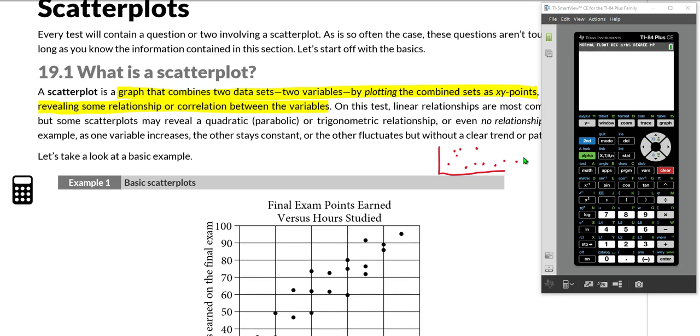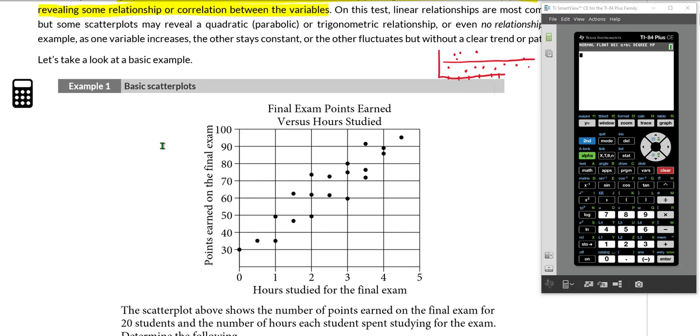where the points that are plotted don't appear to have any clear pattern. In other words, it almost just looks like we could create a flat line out of this, as if even though our x values are getting higher and higher, our y values don't seem to be increasing or decreasing. This would be an example of a scatterplot that might not reveal any relationship between the two data sets. Let's take a look at example 1 and see how this works.